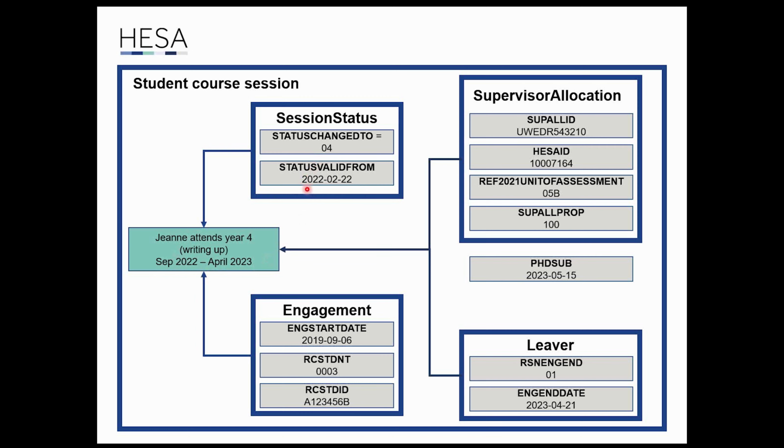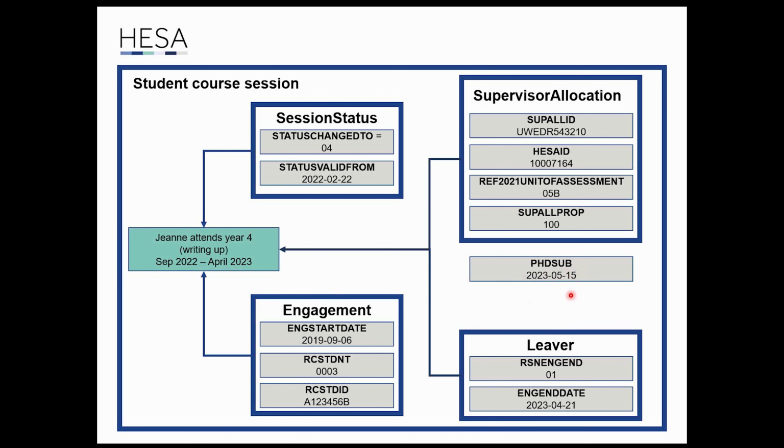So the date remains the same, as does the fact that we'd expect to see supervisor allocation information returned, and the same at the engagement level. What might be different is the point at which Jean submits her PhD. So you'd expect to see a PhD submission date at the point that she does that. I've just realised that that date is after her end date, so please ignore that date. You wouldn't expect her to submit her PhD after she'd finished.